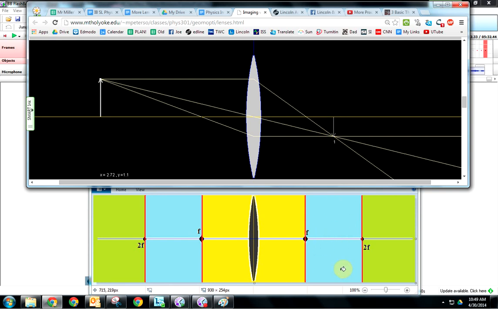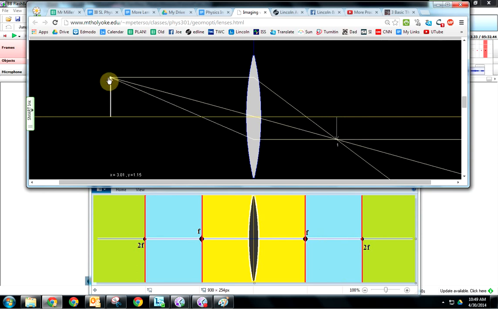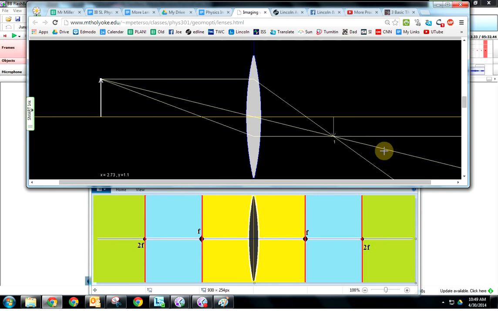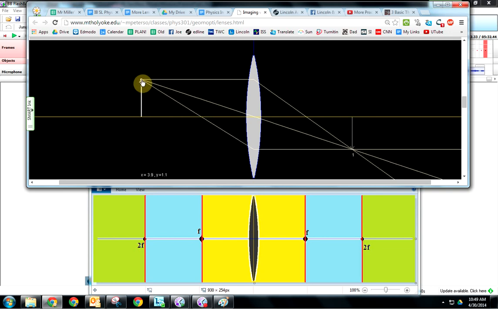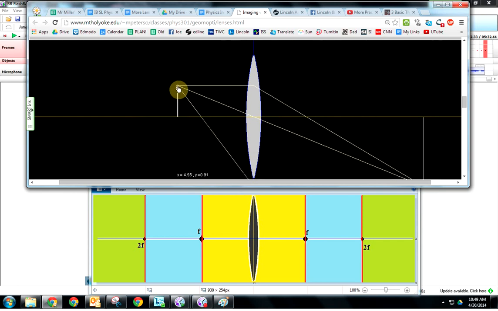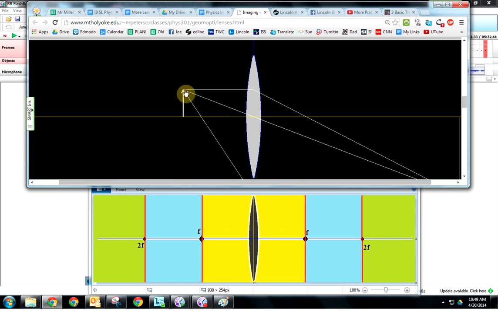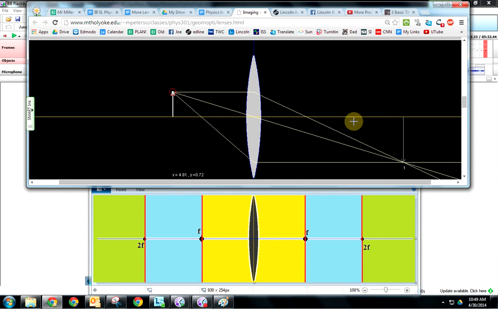Close means in this blue area between F and 2F. And notice that wherever I am outside 2F, the image over here continues to be between F and 2F. And if I'm at 2F for the object, then the image is also right at 2F. I don't have those quite lined up. But if I bring the object in between F and 2F, now we can see that the image is going to be beyond 2F.